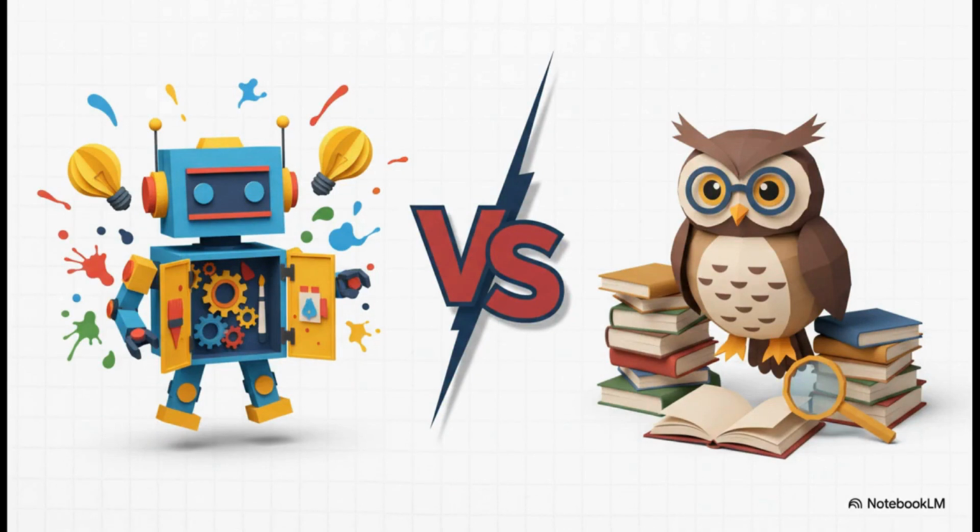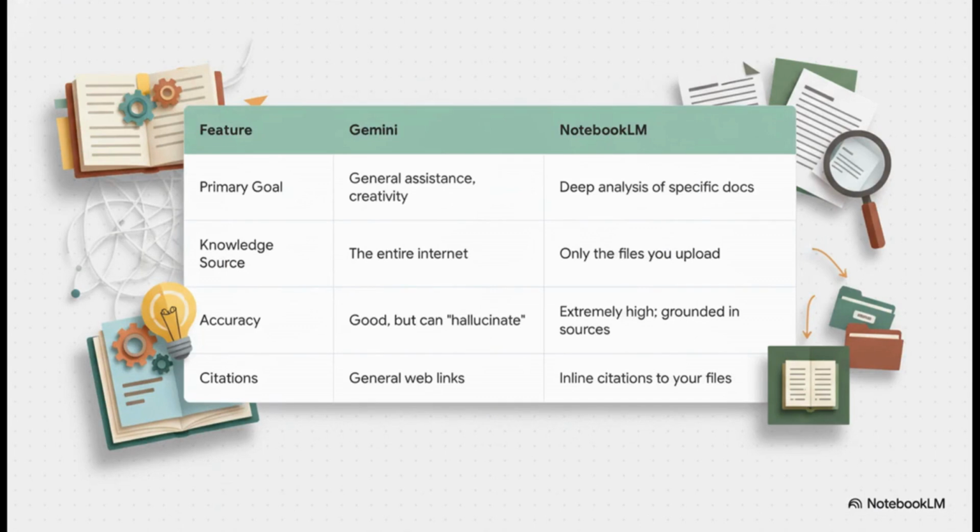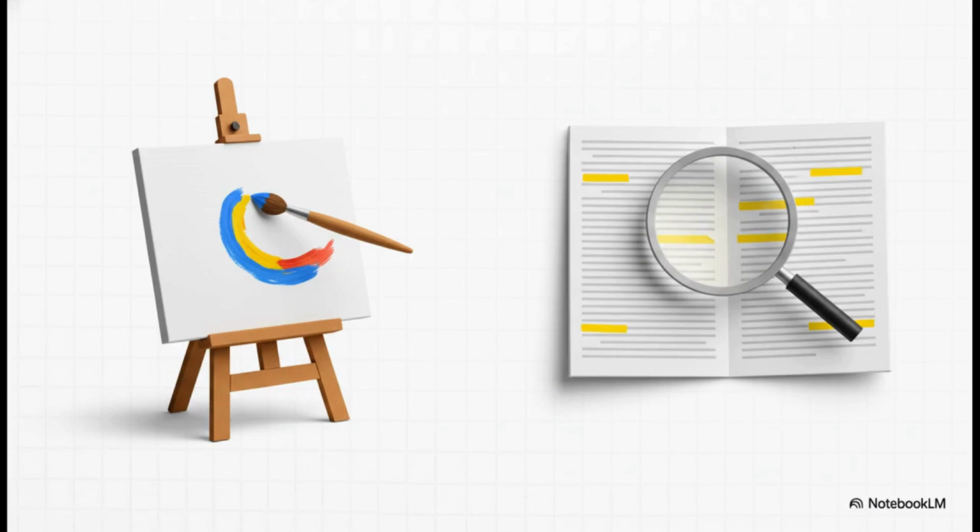So what's the real difference between these two? Let's put them side by side. The key thing here is the knowledge source. Gemini knows the whole web. NotebookLM only knows your files. So here's the rule of thumb. Gemini creates, NotebookLM analyzes. It's that simple.